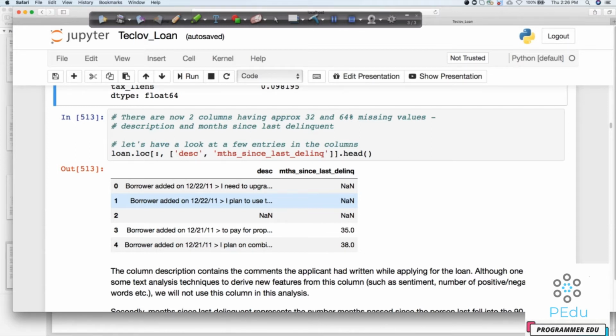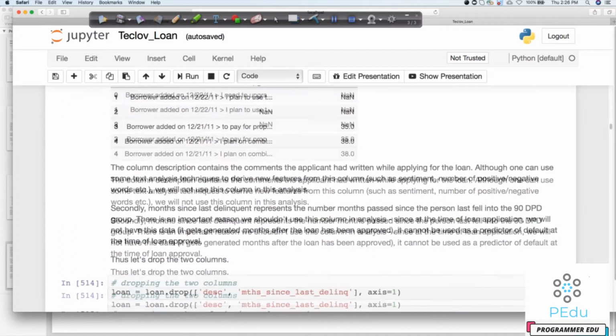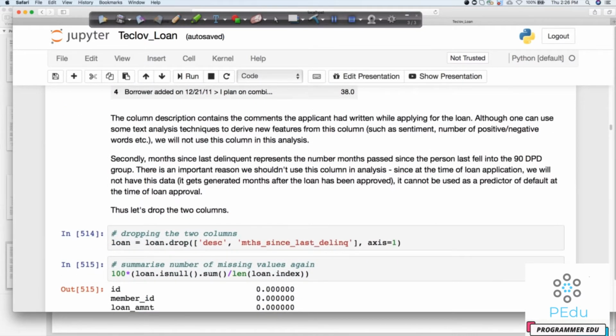Second column, month since last delinquency. If you have gone through the data dictionary, you might have seen that this column is created after the loan is approved or disapproved. So definitely this column is of no use for me here, because during the loan time it is not going to be available, right? I want something that during the loan time I should make a decision. So let's drop these two columns.